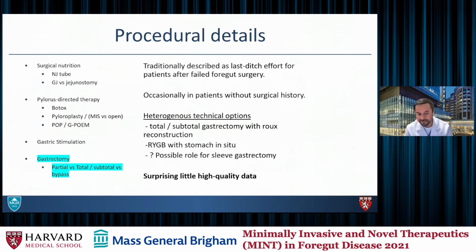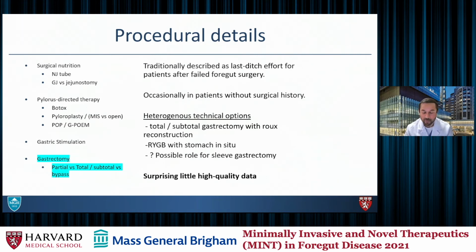As a last-ditch effort, we can go towards a gastrectomy in the treatment algorithm. These patients that make it up to here have gone through different modalities of treatment, whether that's medical, endoscopic, or other surgeries, and they're refractory to all of those, and their gastroparesis is very severe. In this category, you have different surgical options. You can do a total or a subtotal gastrectomy with a reconstruction, meaning that you can do a Roux-en-Y esophagojejunostomy as one of the options.